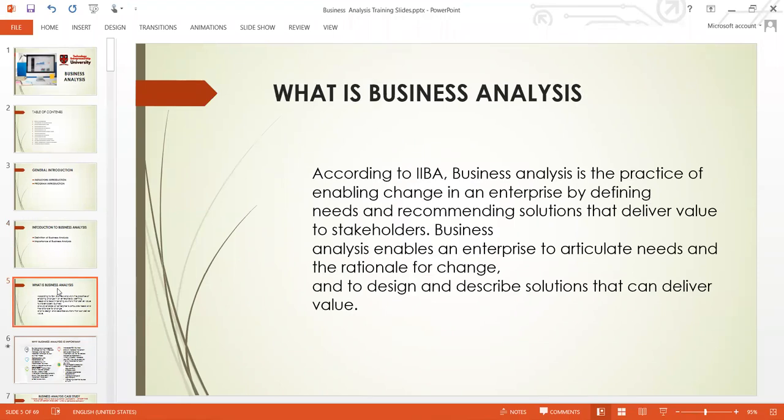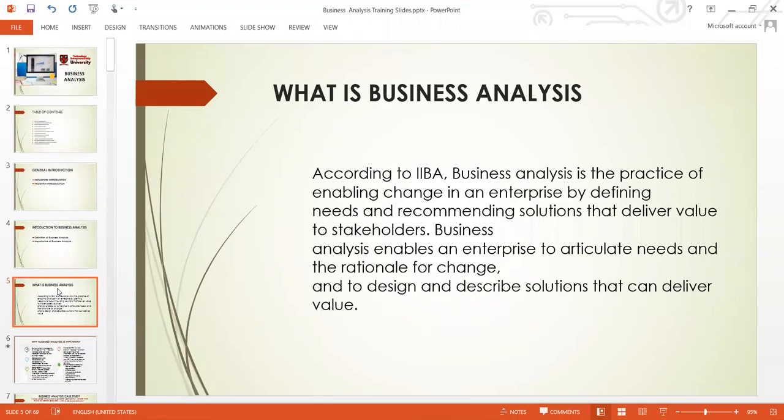So I'll read this definition as it is stated by the IIBA. IIBA is a very powerful organization that is controlling the knowledge and activities of business analysis, the body of knowledge, just like PMI is regulating the body of knowledge of project management. For now, we recognize IIBA as the authority. There are so many other organizations, but this is where we'll be drawing our references.